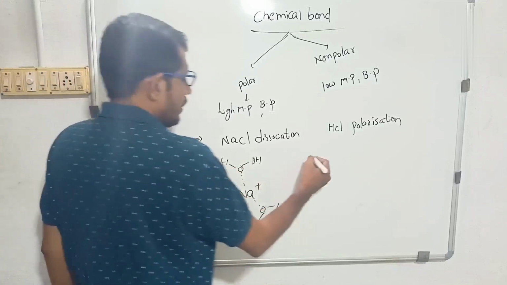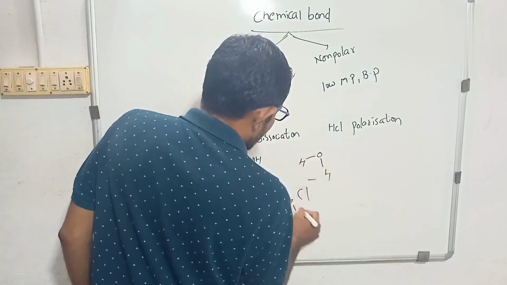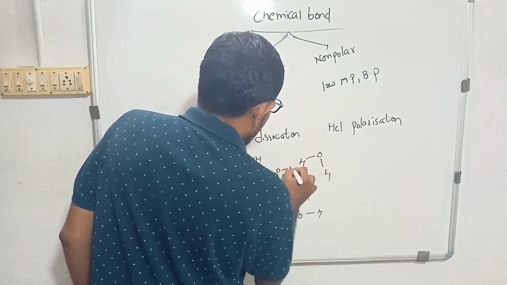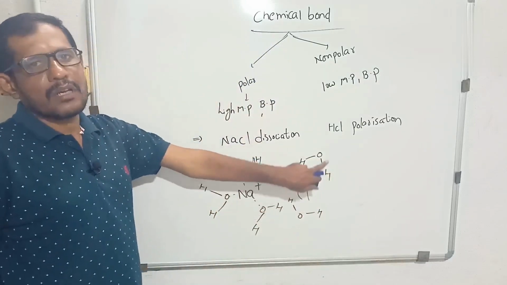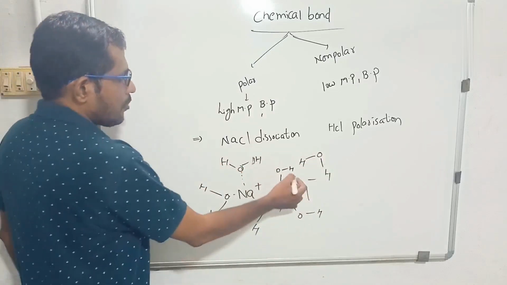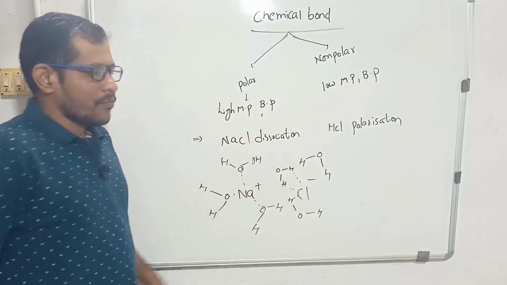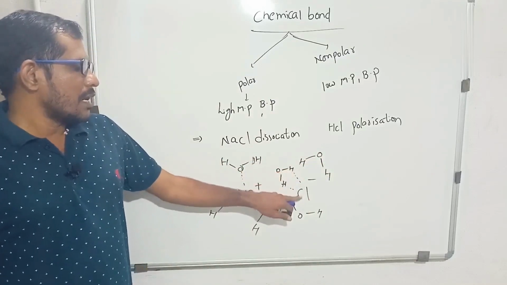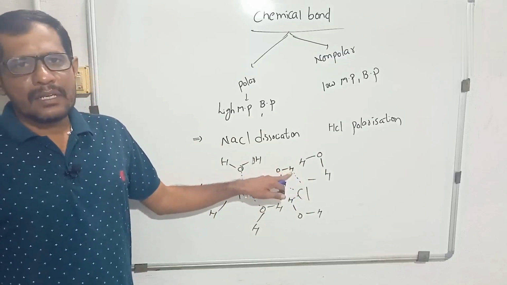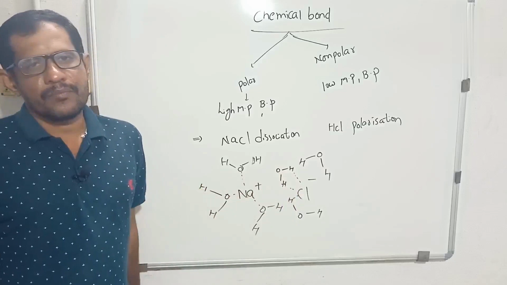The chloride anion is also surrounded by water molecules, but hydrogen faces towards the chloride anion. Why is hydrogen facing the chloride anion? Because chlorine is electronegative, and hydrogen is generally electropositive in nature. That's why here hydrogen faces the chloride ion.